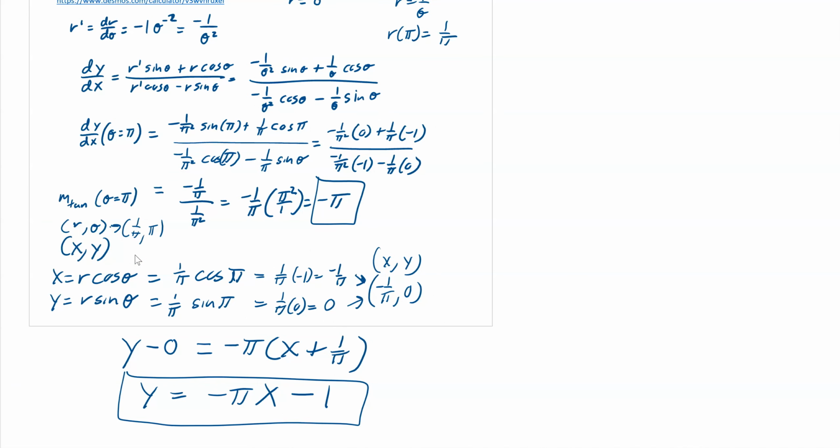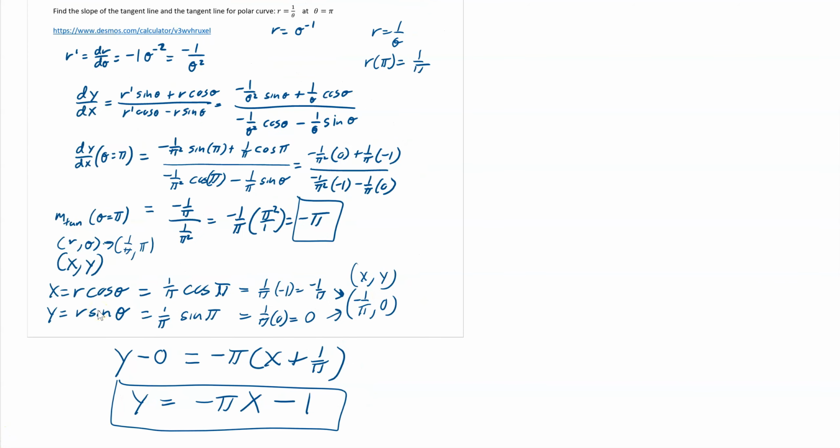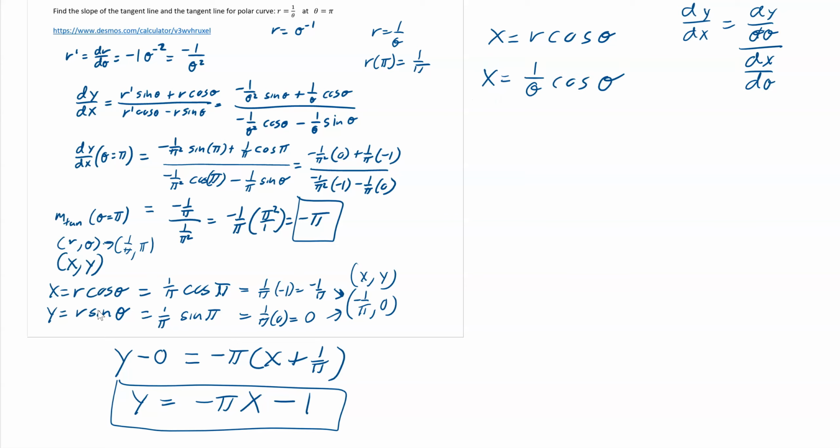Now, this is just one method, which is to use the formula. What you could do, if you don't remember the formula, is just do it by hand. So we know x equals r cosine theta. And what we're looking for is dy dx, which is going to be dy d theta over dx d theta. So you could just take the derivative with respect to theta after you plug in your r. So we would say x equals 1 over theta cosine theta, and then now take the derivative.